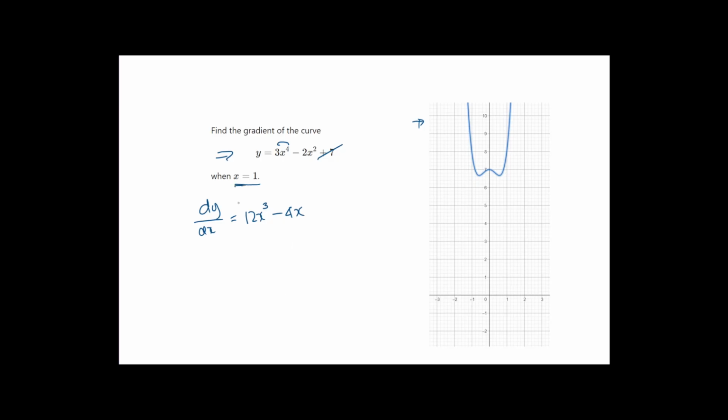What do we do then? Well, we substitute x equals 1 into this equation. So 12 times 1 cubed minus 4 times 1. Well, 1 cubed is 1, so 12 minus 4 is 8. And if we see here, this is when x equals 1 here. And where it crosses, let's actually change the color. The gradient is going to be 8 over 1. So for every 1 that goes across, it's going to go up by 8.